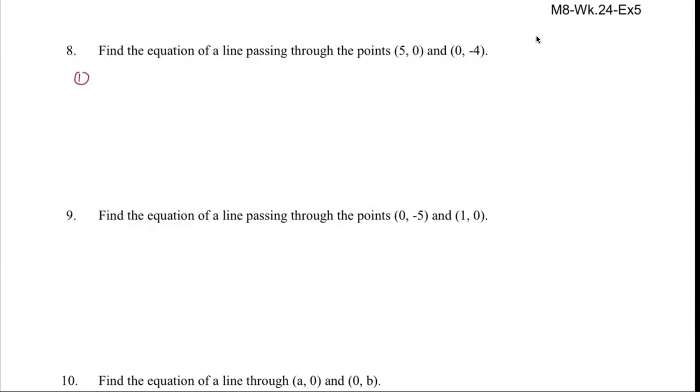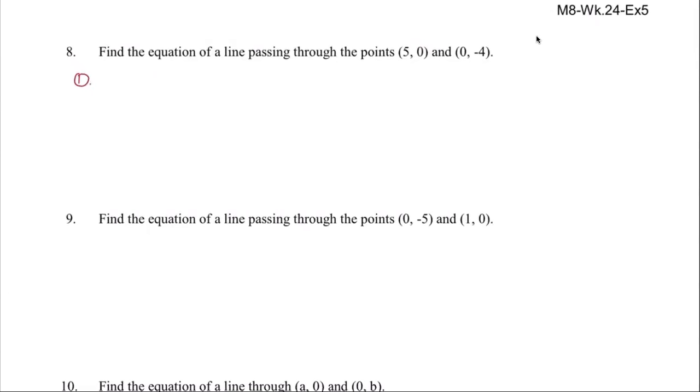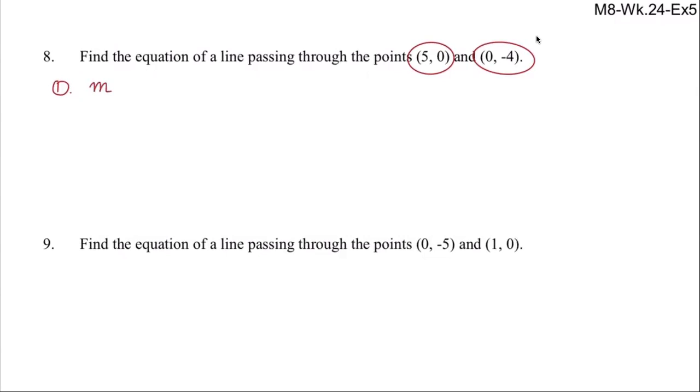So what's the first step? First step, when we're given two points, then the first step is to find the slope, right? Slope is equal to -4 minus 0 over 0 minus 5, right? -4 minus 0 over 0 minus 5. So that's -4 over -5, which is 4 over 5. Okay, 4 over 5. And now, what's the second step?